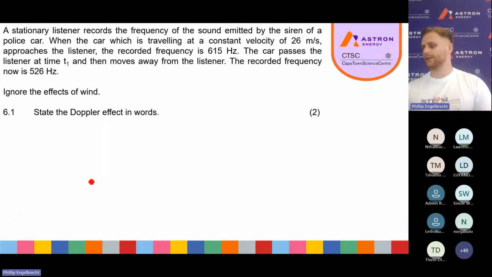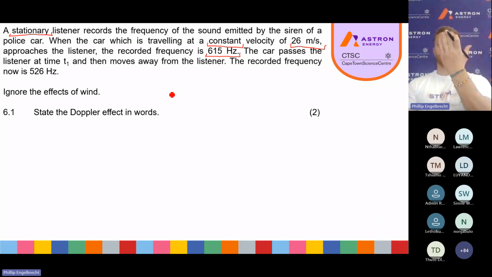So what does the scenario say? Let me just get out my little test paper here. So it says a stationary listener. Oh, that's a very important word, guys. A stationary listener records the frequency of the sound emitted by the siren of a police car. Okay. When the car is traveling at a constant velocity of 26 meters per second, approaches the listener, the frequency recorded is 615 hertz.